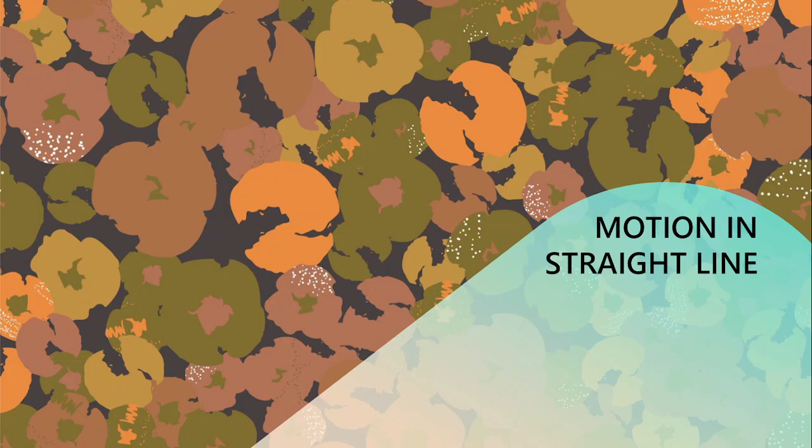Our chapter is motion in a straight line. So far in our previous video, we discussed the velocity time graph. We saw how you can calculate the distance, how you can observe it, in this velocity time graph.